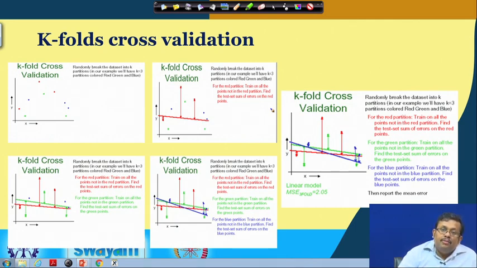We will fit a training model, and then we will produce the error by using these red test cases. In the next iteration, we will do the same using the green samples, and in the last step we will do the same using the blue samples.